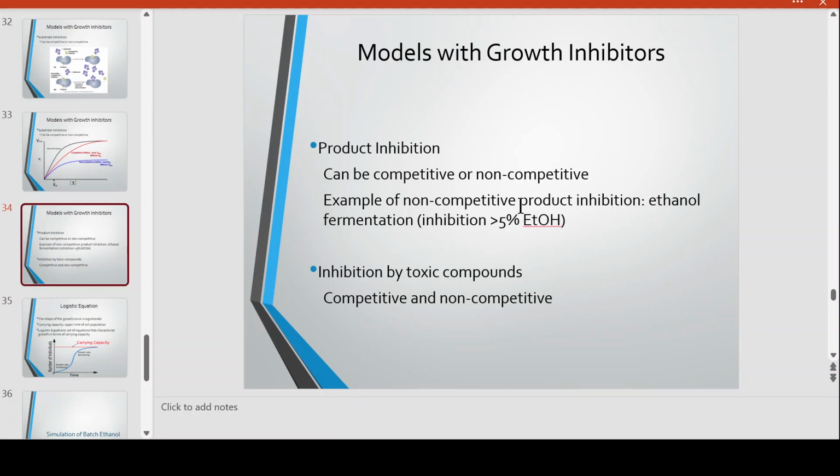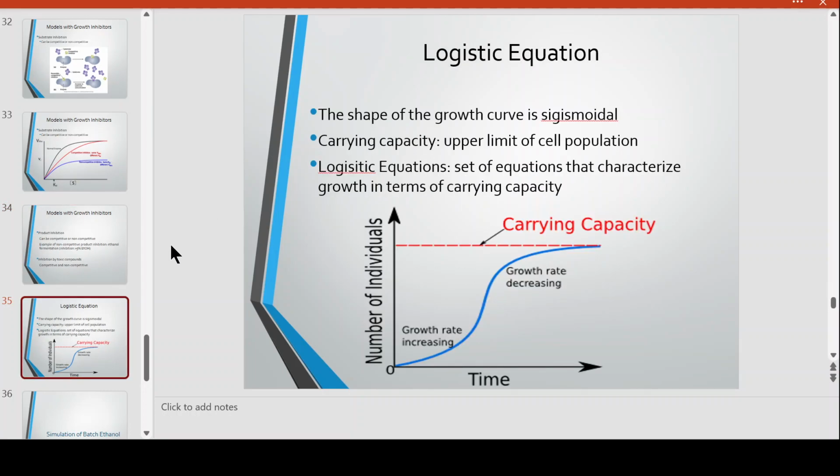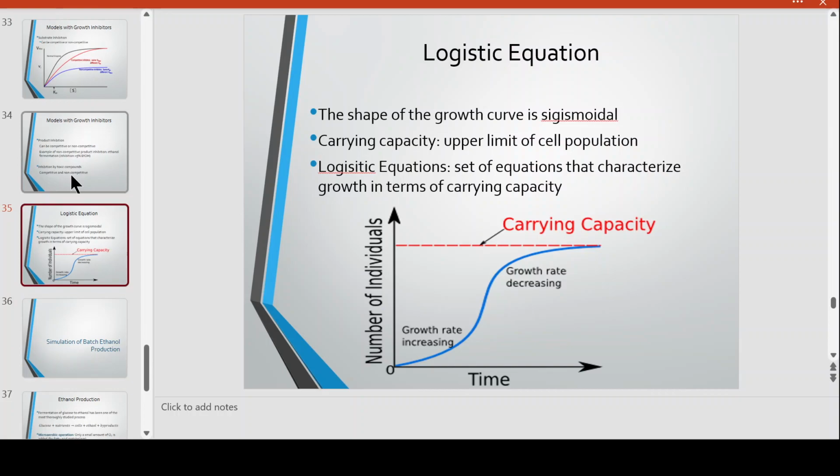So there's actually a need to find another strain that has a greater alcohol tolerance. And then aside from that, there is also the production of toxic compounds in the cells. Okay? So those are the models with growth inhibitors, because it's an actual fact that the growth of the cells in a fermenter is sometimes inhibited by the products or the accumulation of toxic byproducts. Okay, and we now have another one, which is the logistic equation.